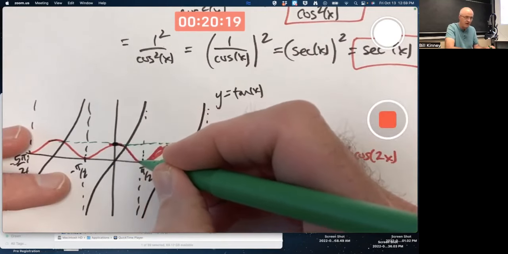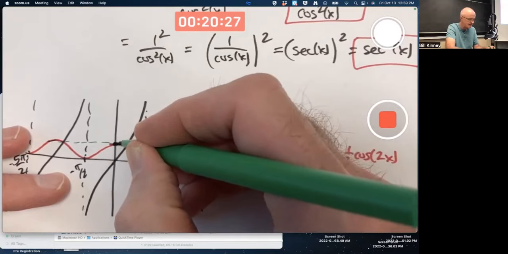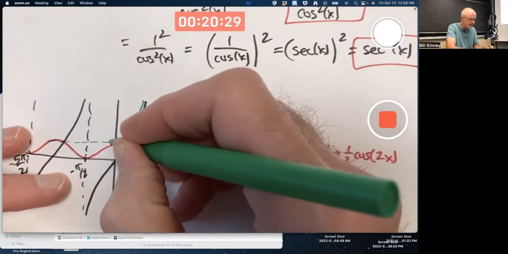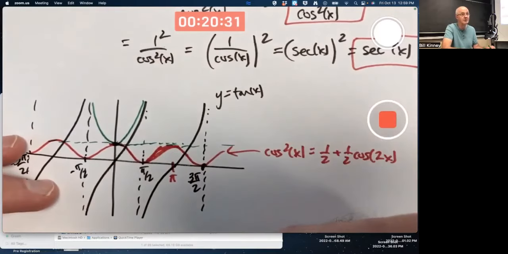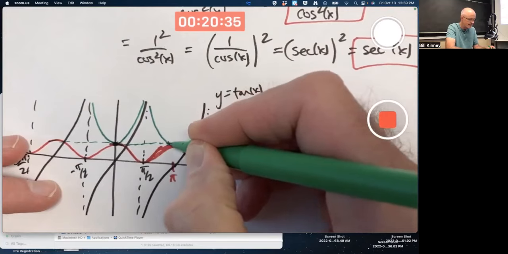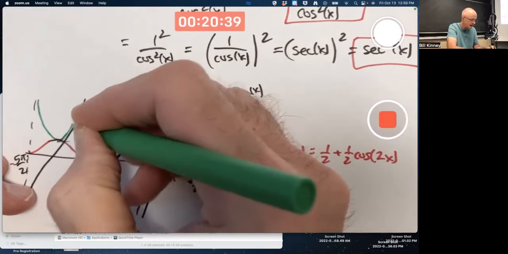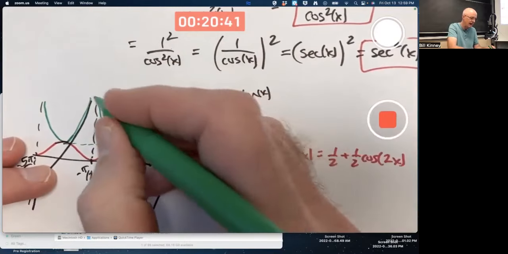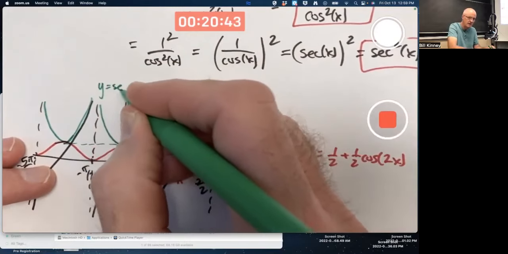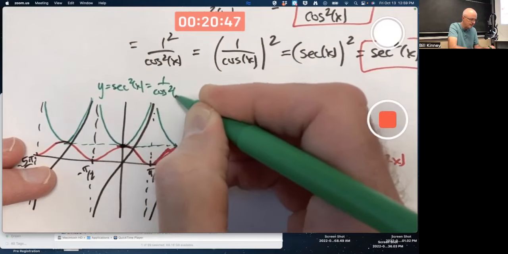If the output goes to 0, 1 over something going to 0 goes to infinity. And these are all positive outputs, so the output's got to be positive. The graph's got to look something like this, and in fact have a vertical asymptote at negative pi over 2 and positive pi over 2. And it repeats. This picture here, the green graph, is a periodic function that is the graph of y equals secant squared x, 1 over cos squared x.